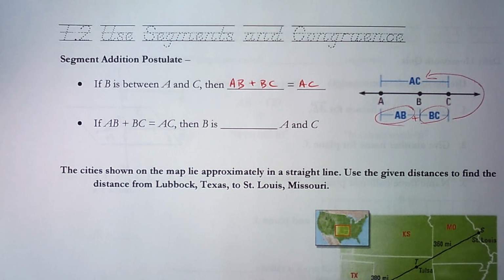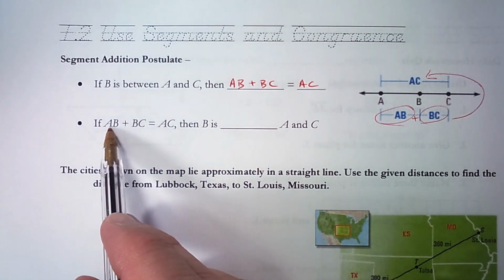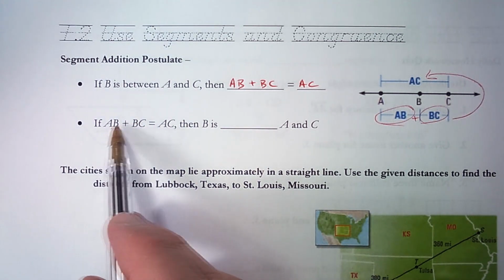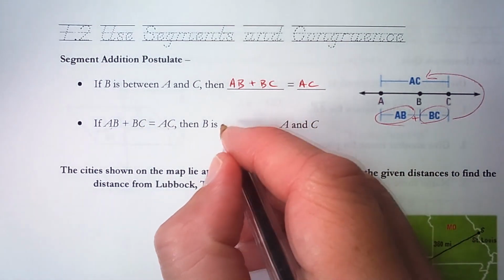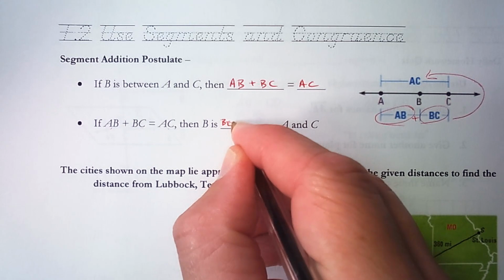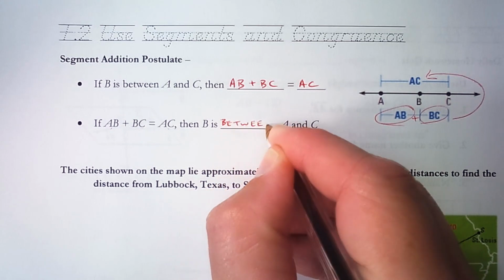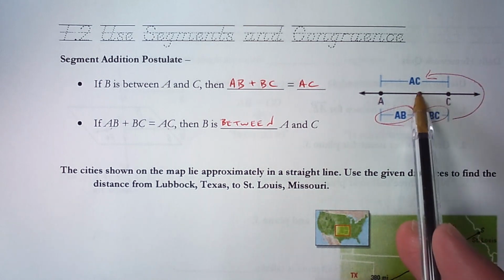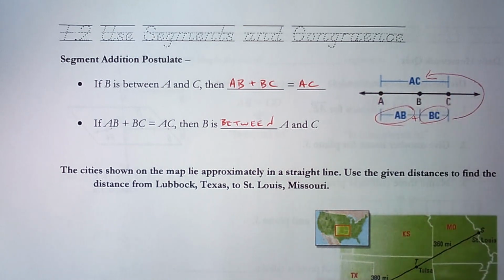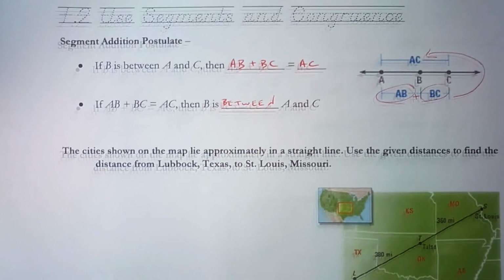In reverse, it also says that if the lengths of AB and BC add together to make the length of AC, then point B is between A and C. So this segment addition postulate only works when there's a point between two other points.